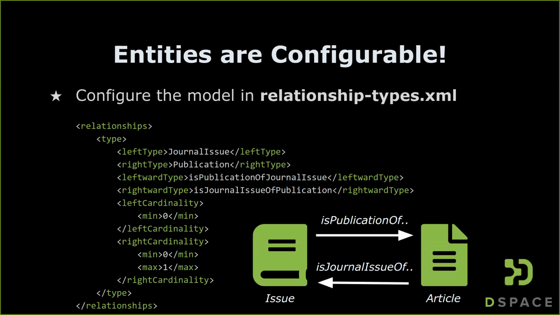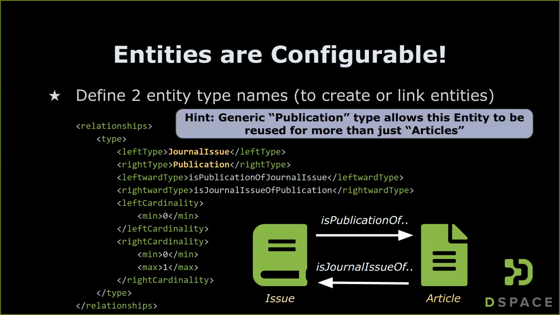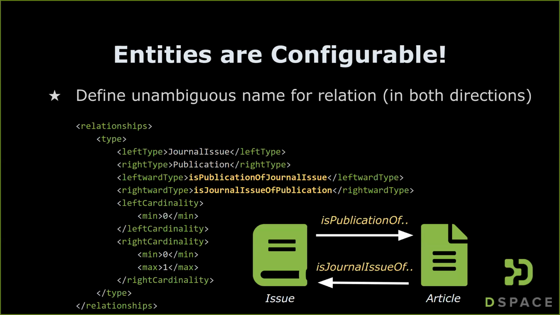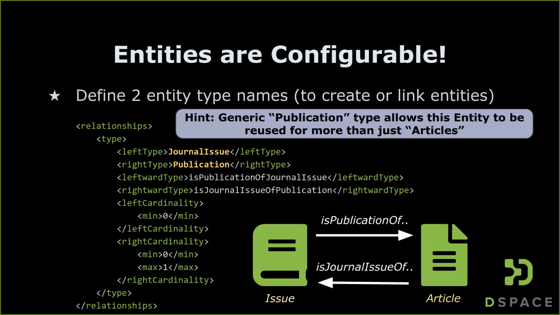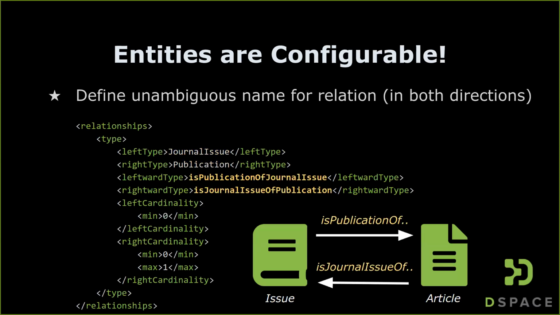This is a very basic example of a journal issue linked to a publication, and you could define both a leftward link and a rightward link. So is publication of and is journal issue of, and define how many exist in each. So let's move along here a little bit. You have those generic types. Those are the entities. You can define a journal issue entity and a publication entity. You have the leftward and rightward names. Those are the links. Go ahead and keep going.